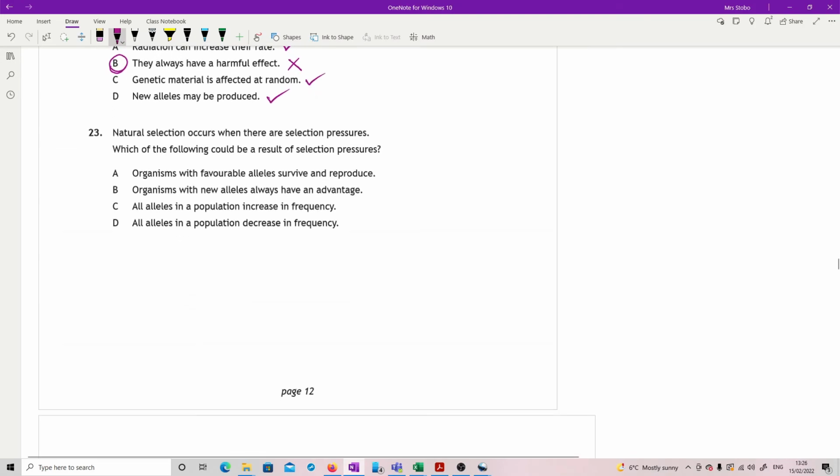Okay, natural selection occurs when there are selection pressures. Which of the following could be a result of selection pressure? So once you've actually brought the pressure to bear. Okay, so what should happen is that we have whatever alleles are good for the organism, whichever ones give them a selective advantage, they will survive and reproduce. And there we go. Organisms with new alleles always have an advantage. That's not fair, given that we've just said that answer was incorrect for the one above. All alleles in a population increase in frequency. Well, if they all increase in frequency, well, that's actually impossible. You couldn't do that because of all alleles. And the same for all alleles decrease. There has to be changes. So it's not these two.